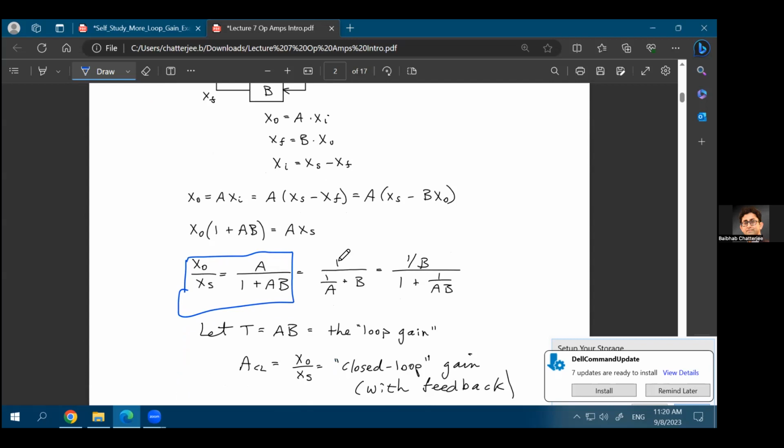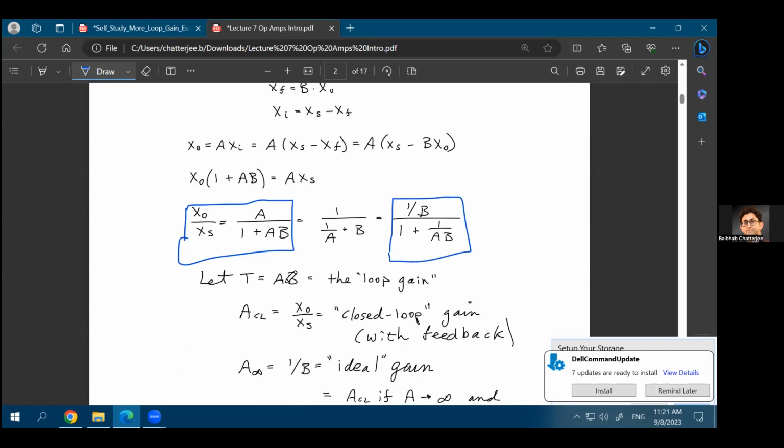Now you can represent this as 1 over (1/A plus B) if you are dividing the numerator and denominator by A. And if you are dividing the numerator and denominator by A times B, you come up with this equation. Now this is something you have already looked into in some other form, that AB is equal to the loop gain, right? So that is equal to T. And 1 over beta is basically your A infinity. That's again something we had discussed when we were learning about feedback, why A infinity is equal to 1 over beta. And that is evident from this equation as well.